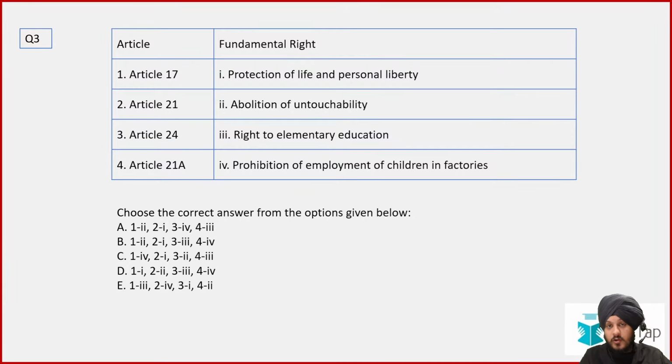And by the way, it is also a good thing if you are able to remember these constitutional articles for your descriptive paper also, right.